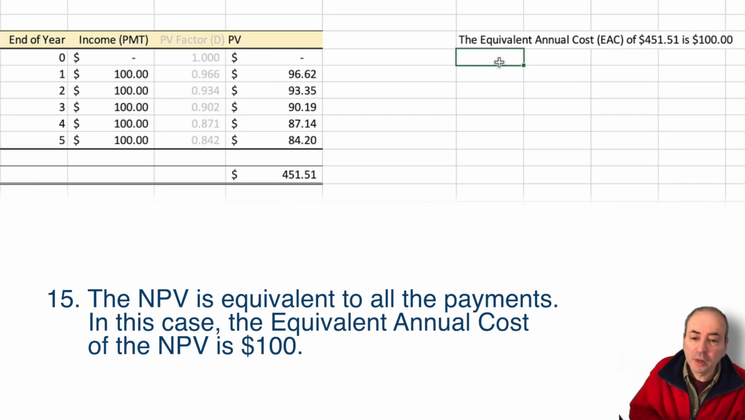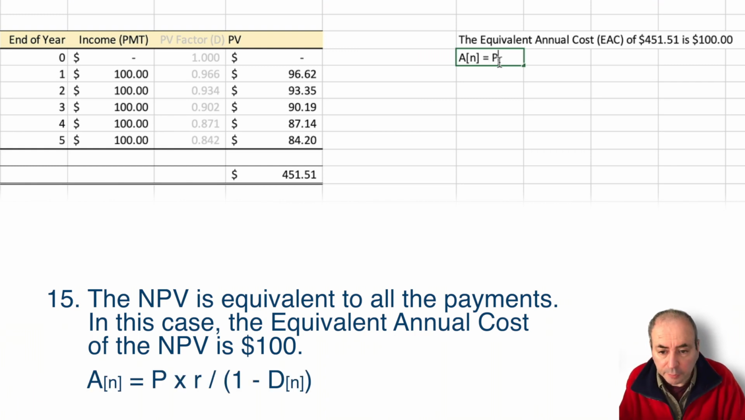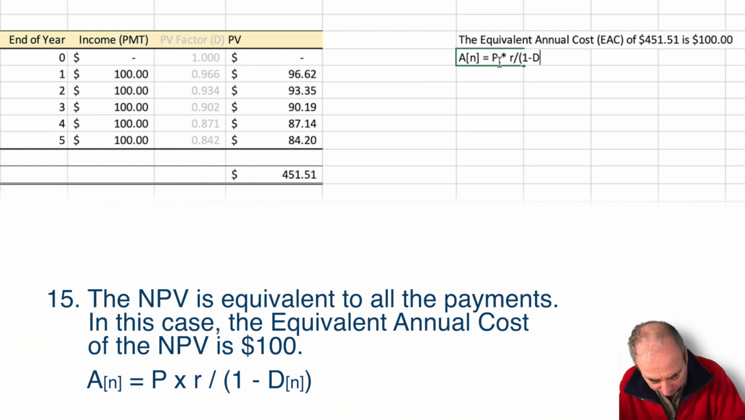Now, we can calculate the equivalent annual cost, which we're going to call A, and we're going to put in an index of 5 because we're going to do it over 5 years. We calculate that by multiplying the annual payment, which in this case is 100, times what we're going to do is take the discount rate that we used. In this case, we used the simplified discount rate, R, and that's divided by 1 minus the discount factor in the 5th year, the nth year.